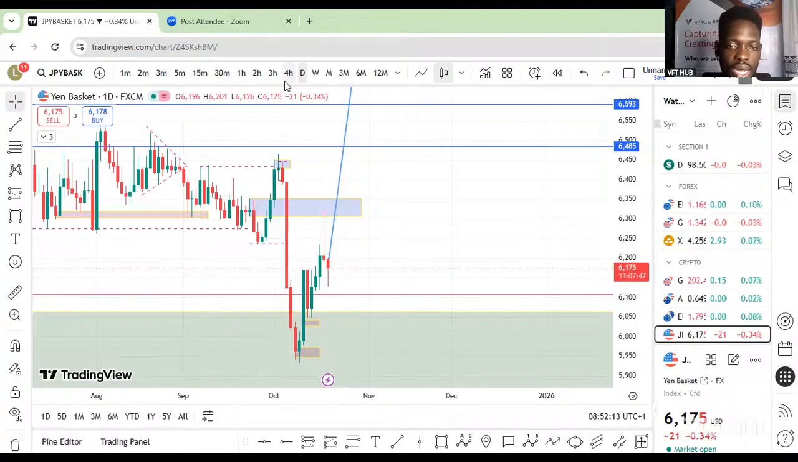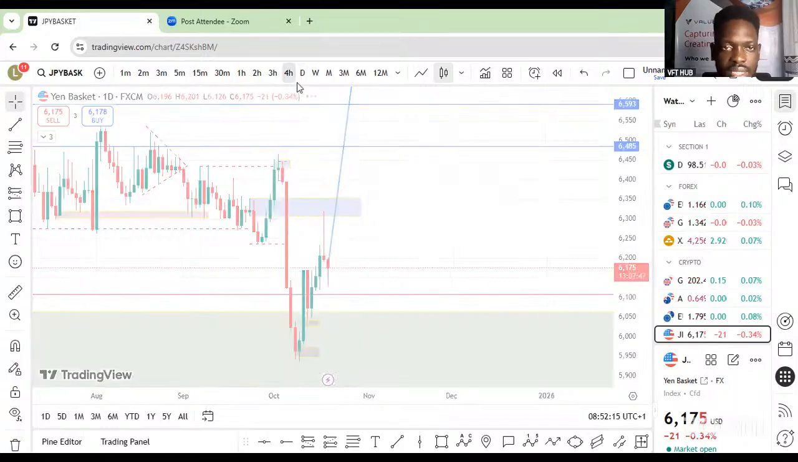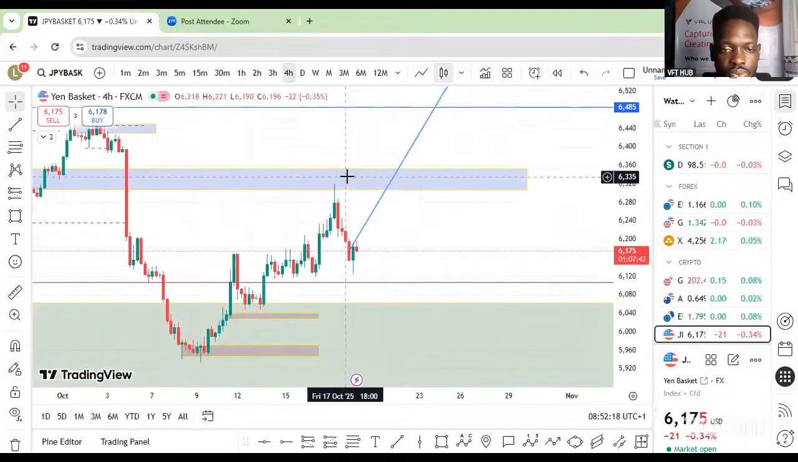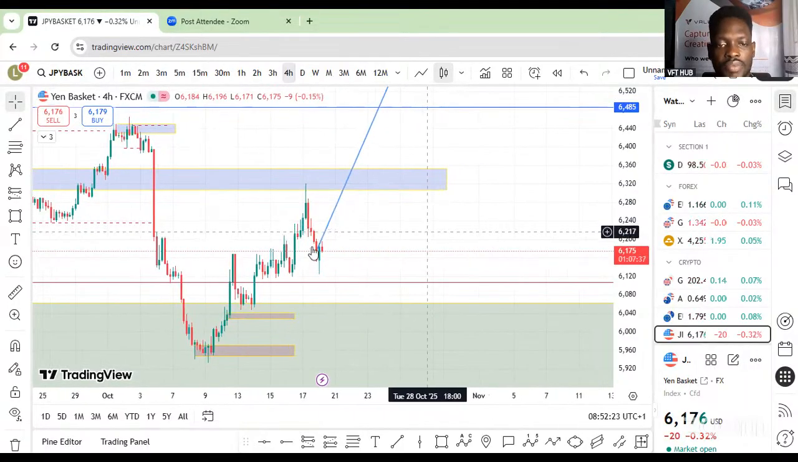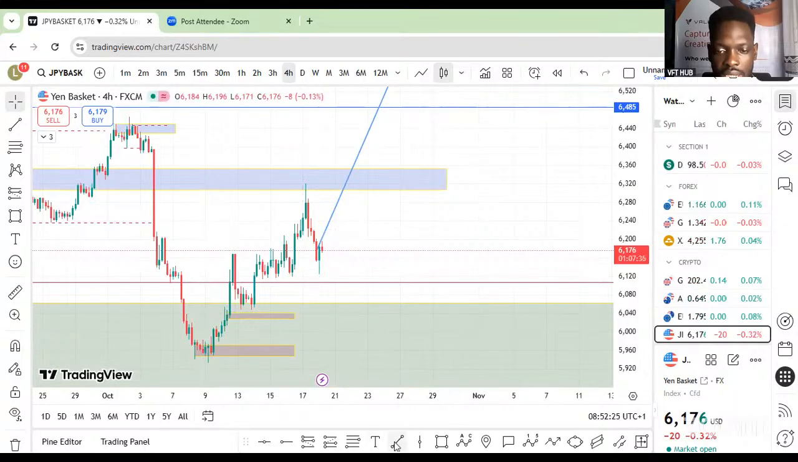Let's go to the 4-hour time frame to see where exactly the market is heading to. Now, on the 4-hour time frame, what I've been seeing as at the open of the market is price is most likely coming.